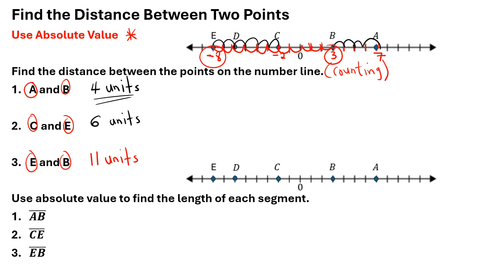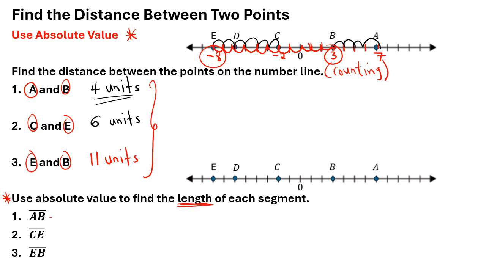All right, for the next part here, we are going to use the absolute value to find the length of each segment. So now we're going to pay attention to this one. If we do them right, we should still get the same results that we have here. It's just stated differently. Here they want us to use absolute value to find length. Length here means distance, so we can also say it's the distance between point A and B.